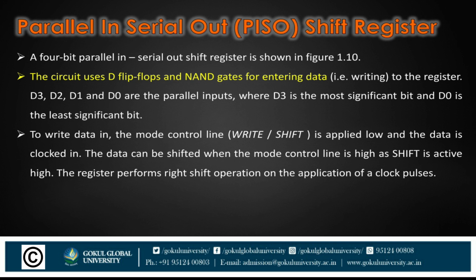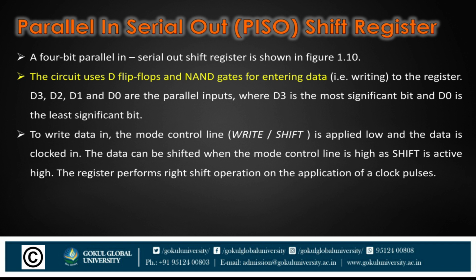Now the parallel in serial out shift register. A 4-bit parallel in serial out shift register is shown in this figure. The circuit uses D flip-flops and NAND gates for entering data into the register. D3, D2, D1 and D0 are the parallel inputs, where D3 is the most significant bit and D0 is the least significant bit.